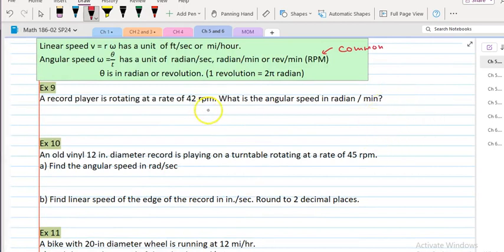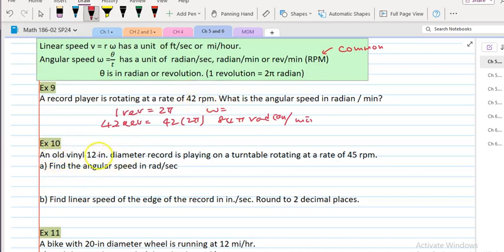A record player is rotating at a rate of 42 RPM. Wow. So 42 RPM means there are 42 revolutions in a minute. What is the angular speed in radian per minute? So I know 1 revolution is 2 pi. So 42 revolutions is 42 times 2 pi. So it's 84 pi radian per minute. So this is omega, the real omega. RPM is still an omega, but in layman's terms.